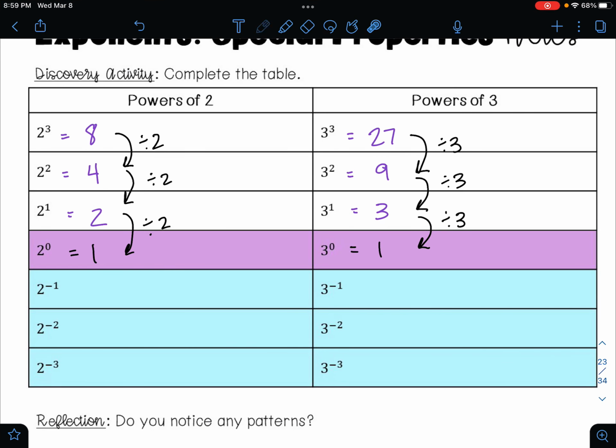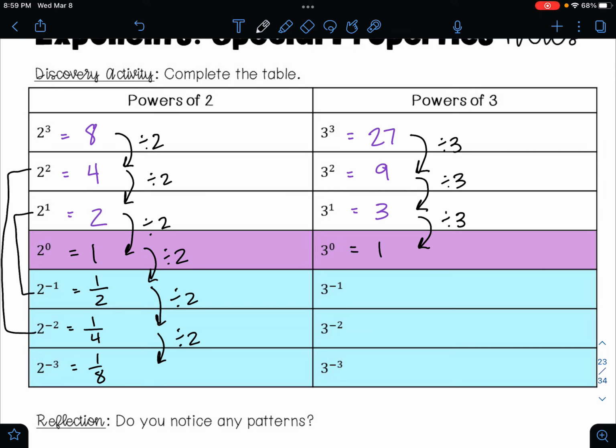What if we kept going with this? So if I divided by 2 again, that would give me 1 divided by 2. If I divide by 2 again, that's going to give me 1 over 4. And if I divide by 2 again, that's going to give me 1 over 8. Well, that's interesting because it looks like this just becomes the denominator. Here, this became the denominator. And this became the denominator for this one.